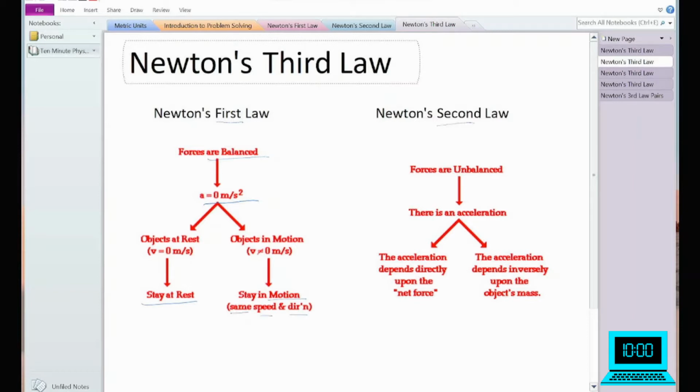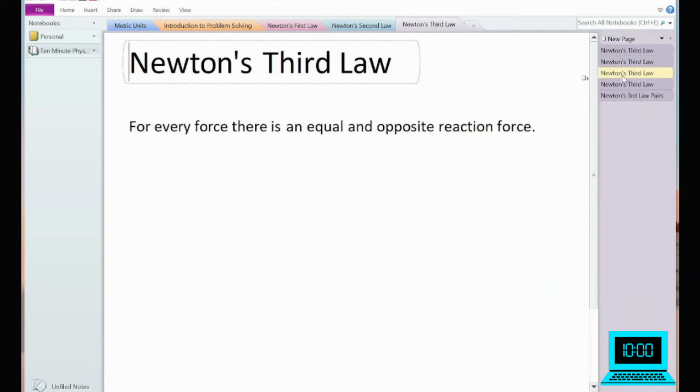With Newton's second law, we are talking about when the forces are unbalanced. When there is no balance of forces, there's going to be a net force. This net force comes from the equation F net equals ma, and we know there will be an acceleration because there is a net force. A net force means there is an acceleration. And we talked about how the acceleration is going to be directly proportional to the net force, as we see here, and it's inversely proportional to the mass of the object. Okay, very quick, very straightforward review. All right, let's get on.